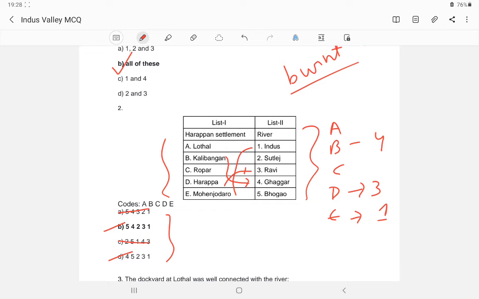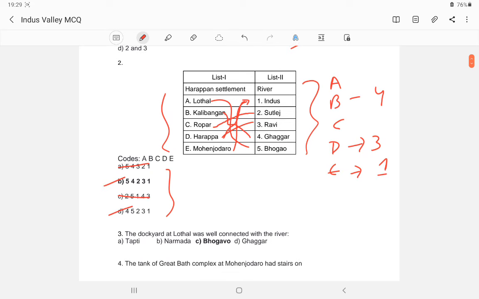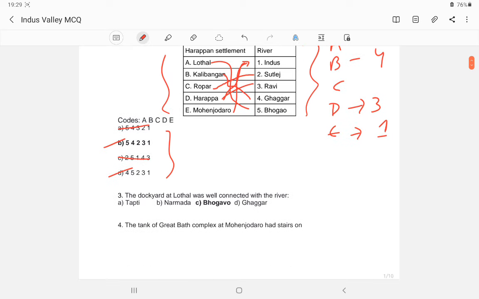Lothal is on the river Bhogavo, and lastly Rupar is on the Sutlej. So Lothal is Bhogavo, Kalibangan is Ghaggar, Rupar is Sutlej, Harappa is on the Ravi, and Mohenjo-daro is on the Indus. So like this, the option is B. The dockyard at Lothal is well connected with the river Bhogavo. The Bhogavo is the Lothal river.